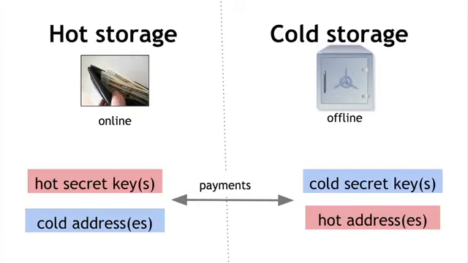And of course, each side needs to know the addresses that the other side is using, because you want to be able to transfer money back and forth between the hot side and the cold side. And so each side knows its own secret keys, and it also knows the addresses at which the other side will accept transfers. And that lets you do transfers back and forth.